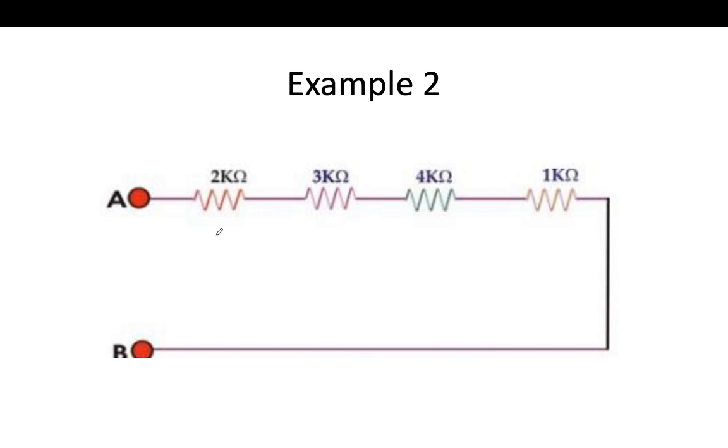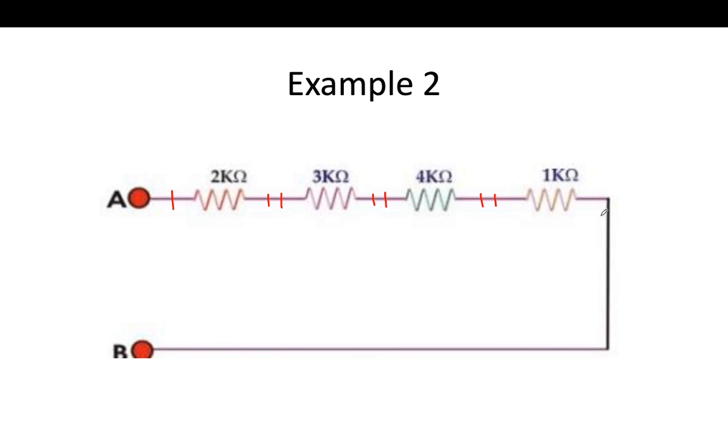Here there are 4 resistors and we have to check if they are in series. So we mark both points of the resistors. This is the second point of the second resistor, starting point of the third resistor, ending point of the third resistor, starting point of the fourth resistor. So first is connected to second, second is connected to third, and third is connected with fourth. So this means all these 4 resistors are connected in series.